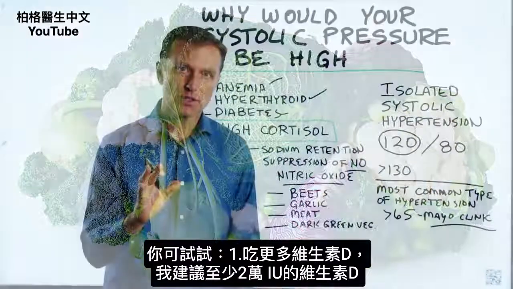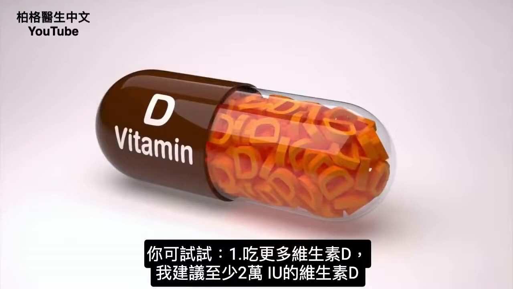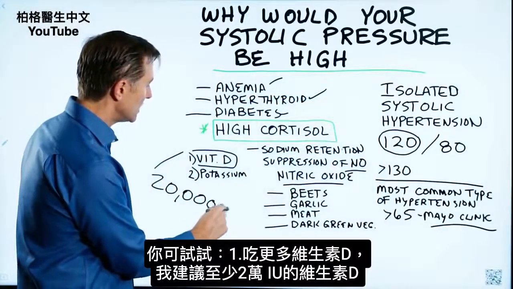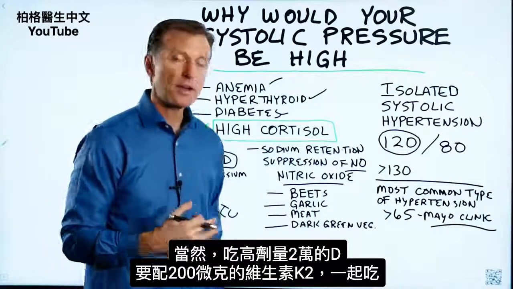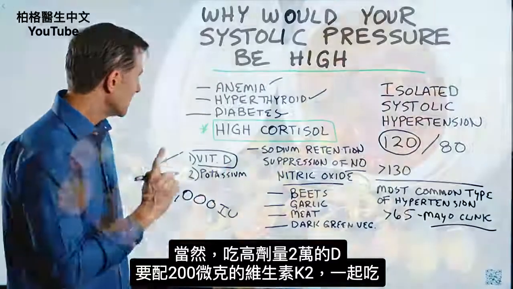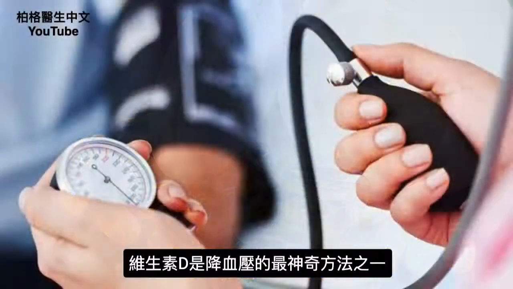So here are a few things you can try. Start taking more vitamin D. And I'm talking about at least 20,000 IUs of vitamin D. Of course, when you take that much, you also want to take 200 micrograms of vitamin K2. You always want to take those together. But here's the thing. Vitamin D is one of the most magical things to reduce blood pressure.